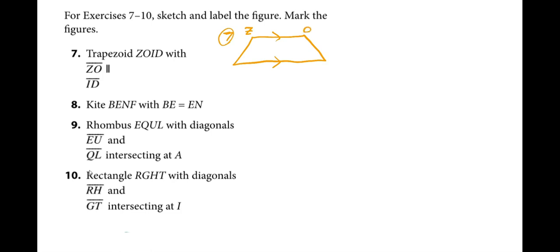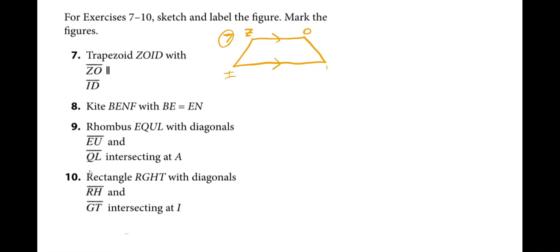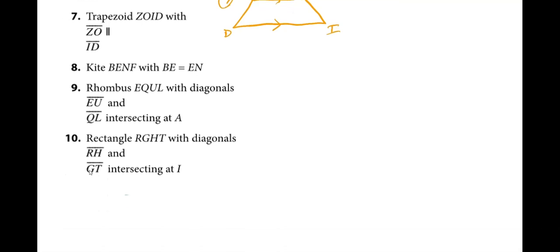Classic mistake would then be it's parallel to ID, putting an ID here. But again, that would not be trapezoid ZOID. That would be ZODI in order around. And so we need to erase that and actually put it in the correct order as we go around the shape. That's ID. Okay, and then down below we have kite BIMF.